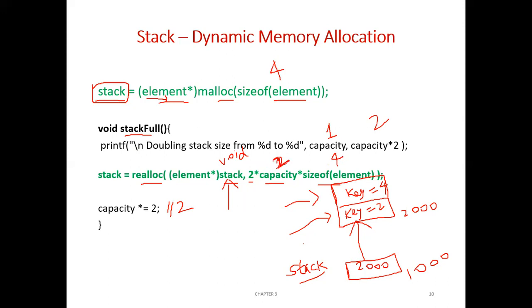Size of element is always the same, that is 4. 2 into 4 is 4, 4 into 4 is 16. 16 bytes will be allocated. Already 8 bytes allocated, another 8 bytes will be allocated. So totally it is 16 bytes. That is another 2 elements it can hold. So the starting address of the second element will be 2004. The starting address of the third will be 2008. The starting address of the fourth will be 2012, like that.